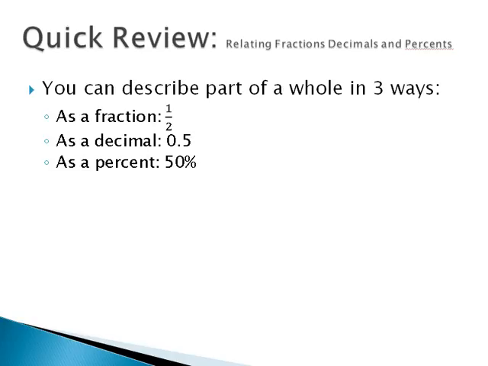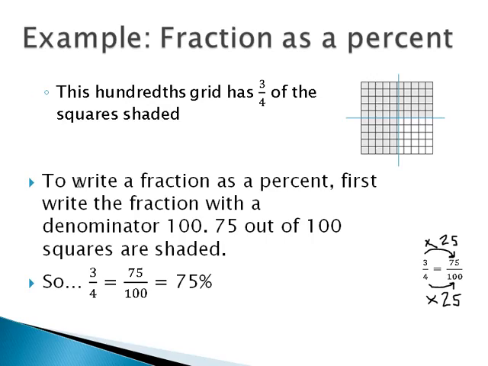So we're going to look at an example. Fraction as a percent. Look at this hundredths grid. You can see it's got 4 sections total. 4 equal parts make up the whole, and 3 are shaded. So this hundredths grid has 3/4 of the square shaded.